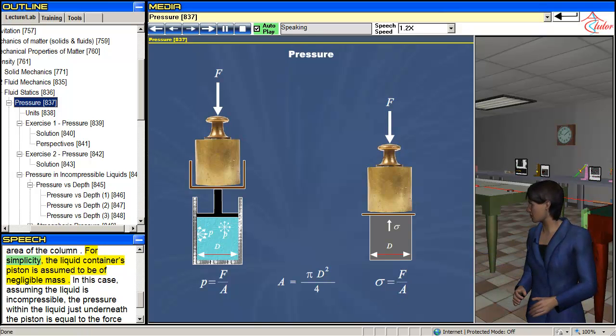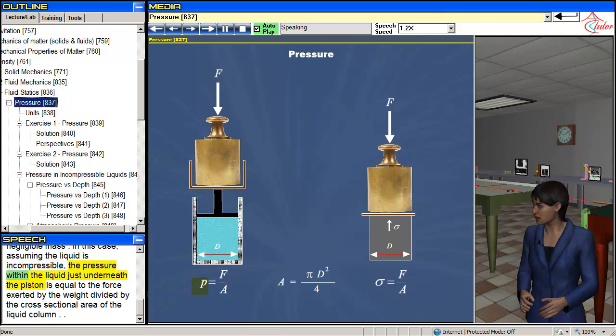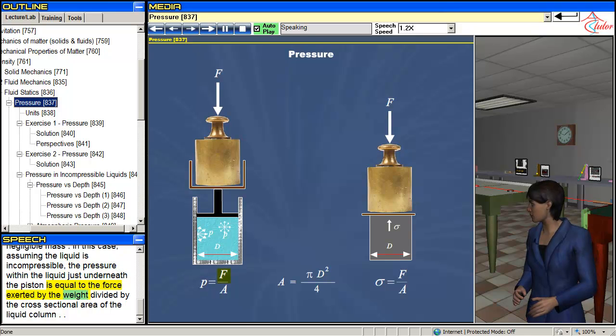For simplicity, the liquid container's piston is assumed to be of negligible mass. In this case, assuming the liquid is incompressible, the pressure within the liquid just underneath the piston is equal to the force exerted by the weight divided by the cross-sectional area of the liquid column.